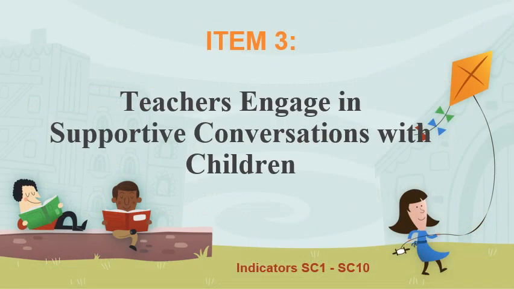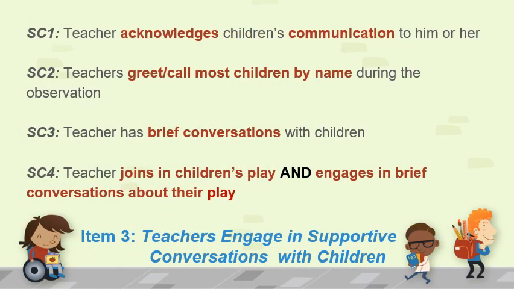Item 3 is teachers engage in supportive conversations with children. There are 10 indicators from SC1 through SC10. Teachers engage in supportive conversations with children. SC1, the first indicator, is teacher acknowledges children's communications to him or her.